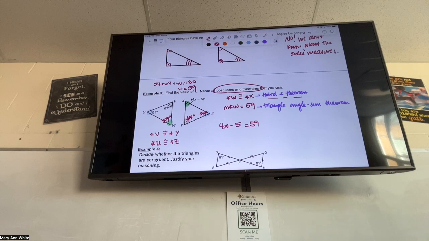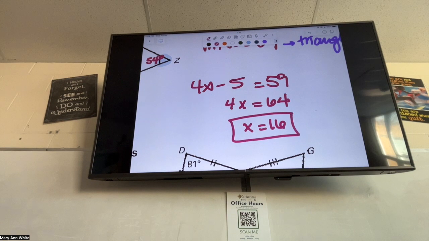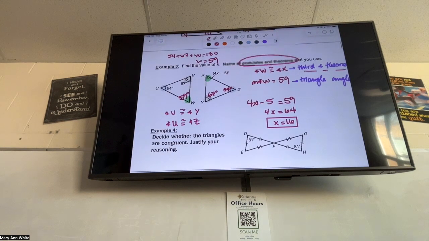So now that we know what W is, now we're just plugging in, now we're solving. So I've got 4x minus 5 equals 59. So I'm going to add that 5 to both sides and I get 64. And I divide by 4 and I get 16. X equals 16.